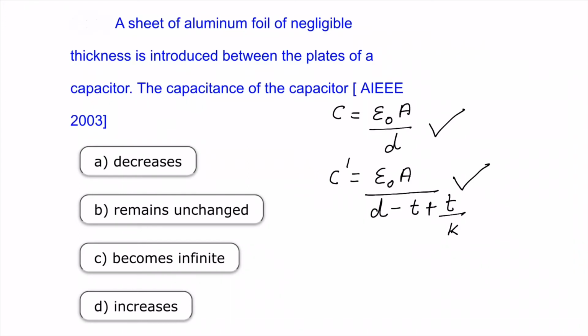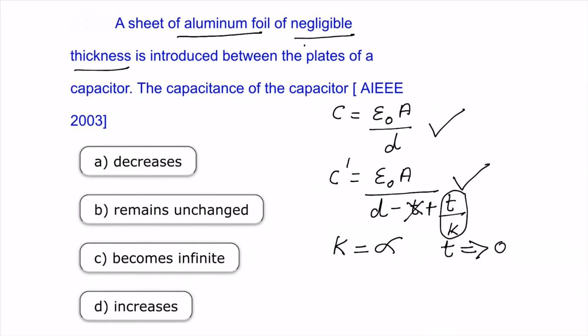Now we know that as aluminum is a metal, the dielectric constant K will be infinity. And as per the question, the thickness is negligible. So T will be almost tending to 0. So this part becomes 0 and T by K, T by infinity also becomes 0. So C dash becomes equal to epsilon 0 A by D, which is equal to C. That means it remains unchanged.